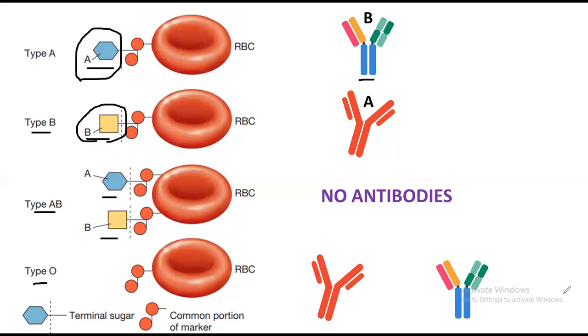And if a person is of type O blood group, he will be producing both types of antibodies, because he is not having any type of antigens over the RBC. Okay, so keep this overview in mind.